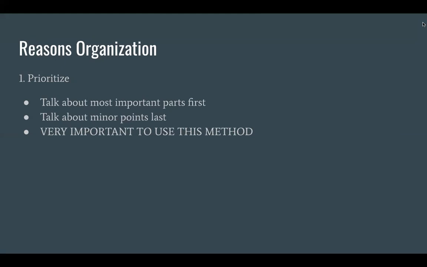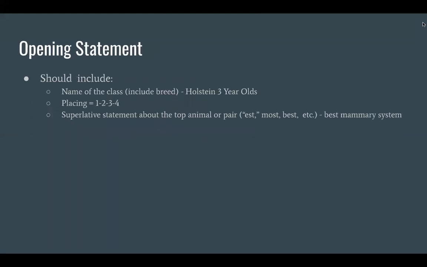You want to be very detailed about your explanation. So it's very important to use this method. It helps the judge visualize the class. For your opening statement, you want to say the name of the class and make sure that's the breed and the age, Holstein 3-year-olds. You want to say your placing, and you want to have a statement about the top animal or top pair. So the pair of cows with the best mammary system starts this class of Holstein 3-year-olds, which I place 1, 2, 3, 4.